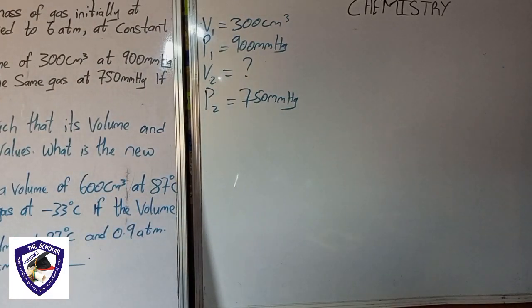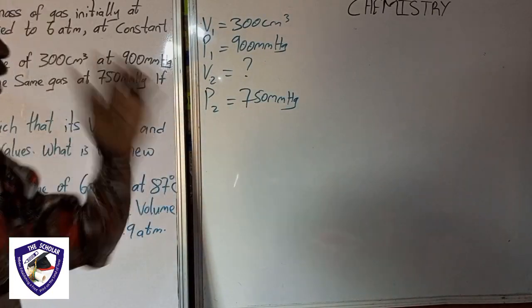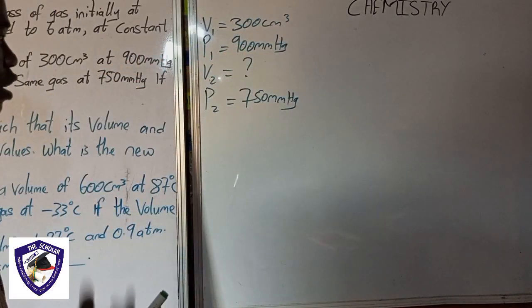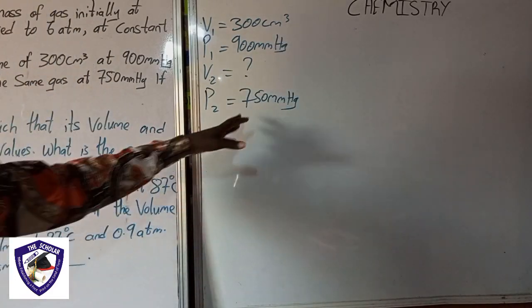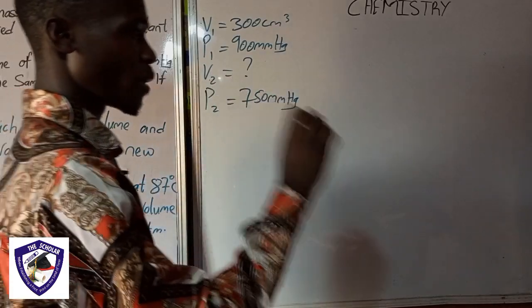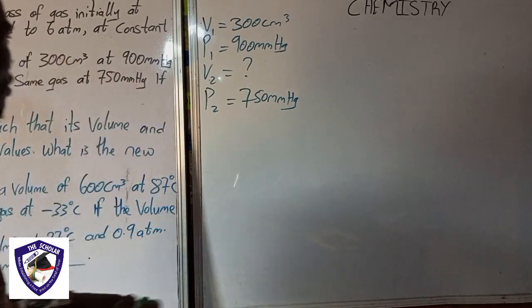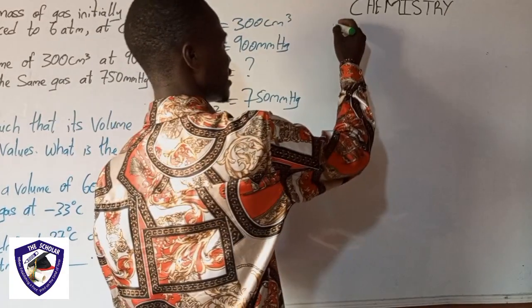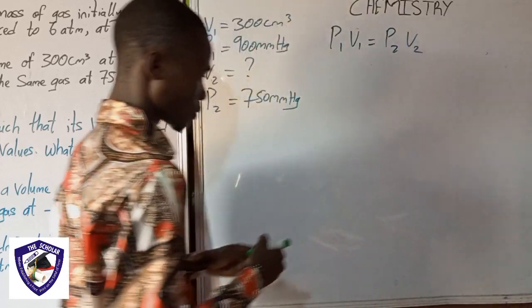Now looking at the parameters, the temperature is held constant. We have pressure and volume. As you are writing the parameters out, you should start thinking, what kind of law am I going to apply? What kind of equation am I going to use to solve this? Boyle's law states that the pressure of a fixed mass of gas is inversely proportional to its volume at constant temperature, which means we are going to be using Boyle's law to solve this question. And the equation is P1 V1 equal to P2 V2.